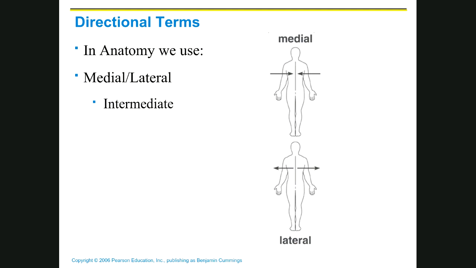So look, right here's the breastbone, and here's the nipple right here, and the other one over here. What if I said the breastbone is blank to the nipples? It's this way. So it's medial. But if you said the nipples are blank to the breastbone, you'd say lateral because it's this way.